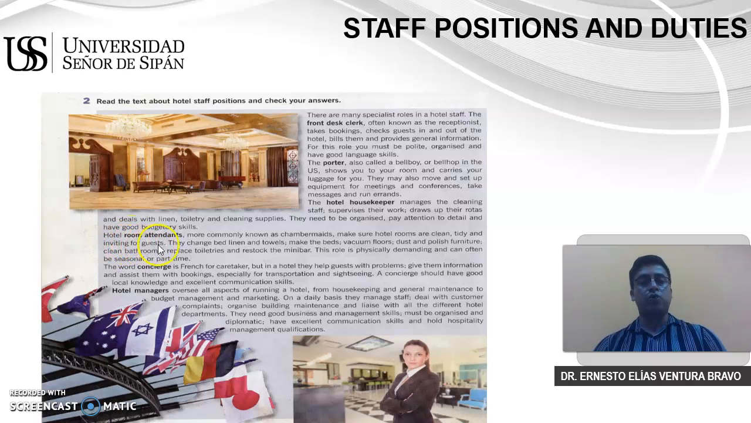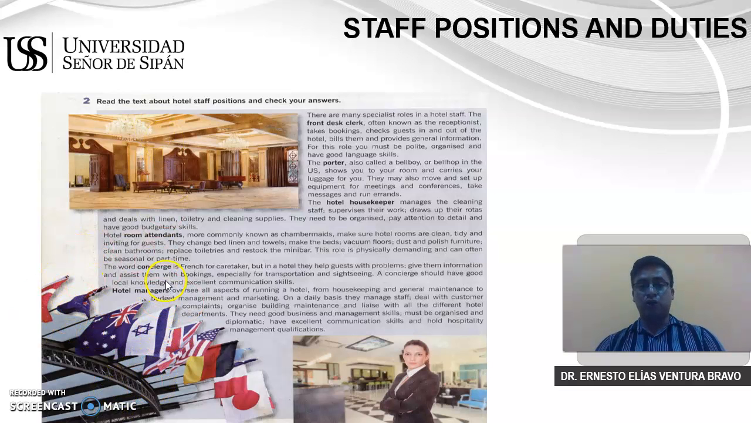The next one, hotel room attendants, more commonly known as chambermaids, make sure hotel rooms are clean, tidy, and inviting for guests. They change bed linen and towels, make the beds, vacuum floors, dust and polish furniture, clean bathrooms, replace toiletries, and restock the minibar. This role is physically demanding and can often be seasonal or part-time.